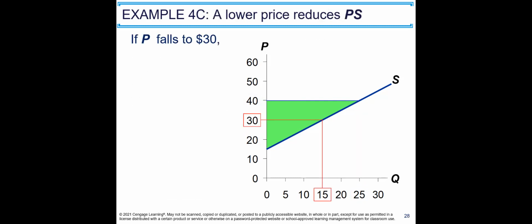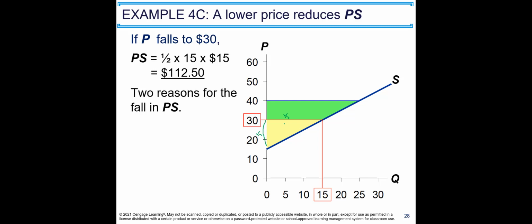If price falls to 30, producer surplus is going to go down, right? The new producer surplus is going to be the yellow triangular area. Now the height is 15 and base is 15. 15 times 15 divided by 2, 112.5.